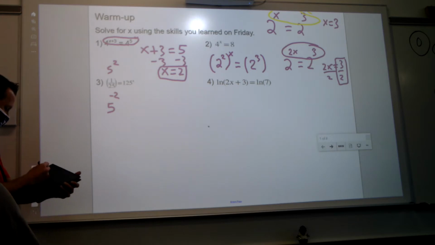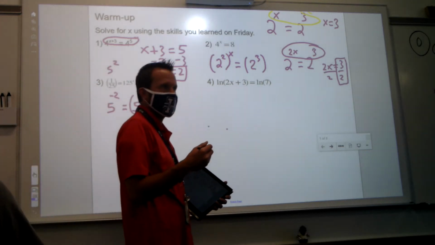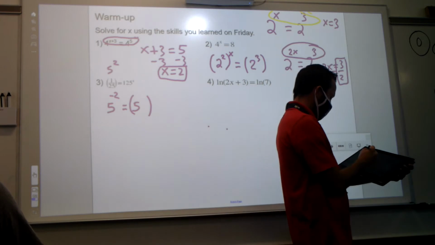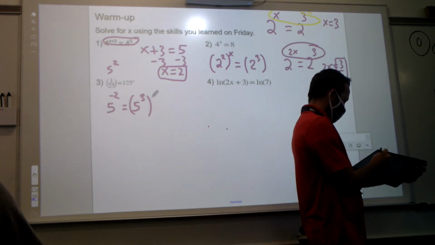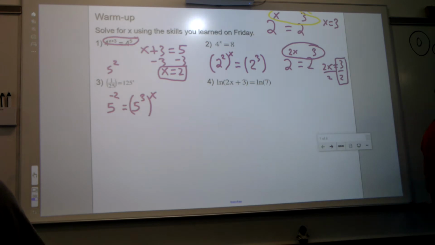Well, what about 125? How are we going to rewrite that? What power of 5 gives you 125? That's 5 cubed, so 5 to the third is 125. So I rewrite 125 as 5 to the third. There is still that exponent of x, but that will just be multiplied there. So I'll have 5 to the negative 2 equals 5 to the 3x.